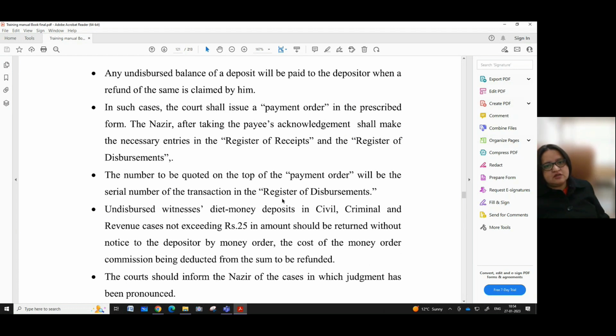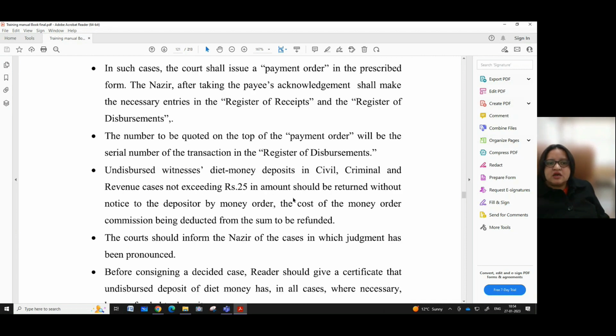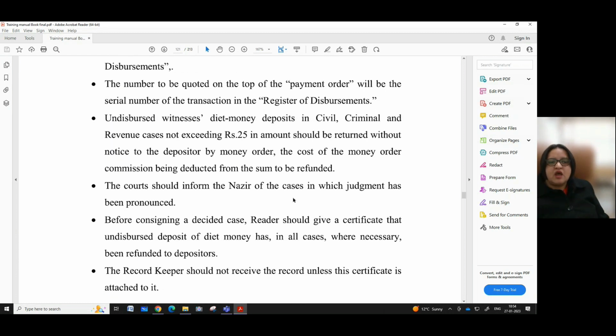The Nazir, after taking the payee's acknowledgement, shall make the necessary entries in the register of receipts and the register of disbursements. The number to be quoted on the top of the payment order will be the serial number of the transaction in the register of disbursements.